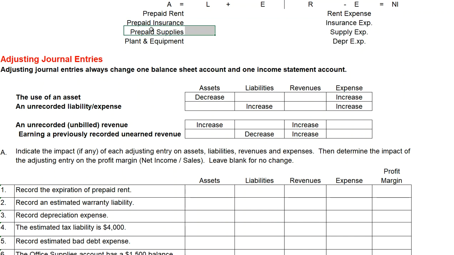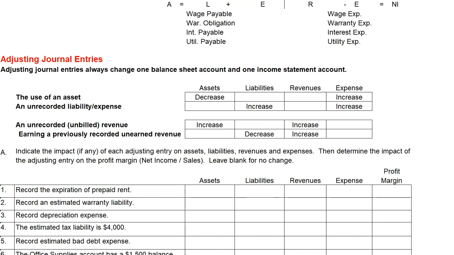If we've purchased supplies ahead of time and recorded them as an asset, over the course of the year, as we use those supplies, our asset decreases and we record an increase in supply expense. We can even go so far as think about plant, property, and equipment. It's a decrease in assets and we're recording depreciation expense. So all firms will have situations in adjusting entries that involve a decrease in assets and an increase in expenses. And think about the similarities between these.